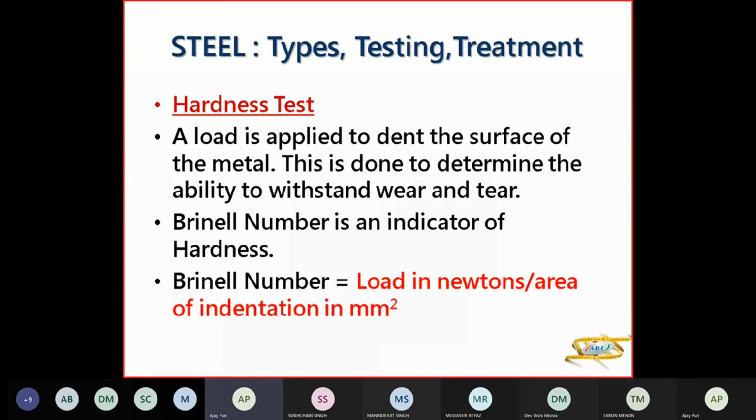So load is applied to dent the surface, and this is measured as Brinell number. That is load in Newton by area of indentation in millimeter square, and that's measured by the microscope. This video I had shown you.